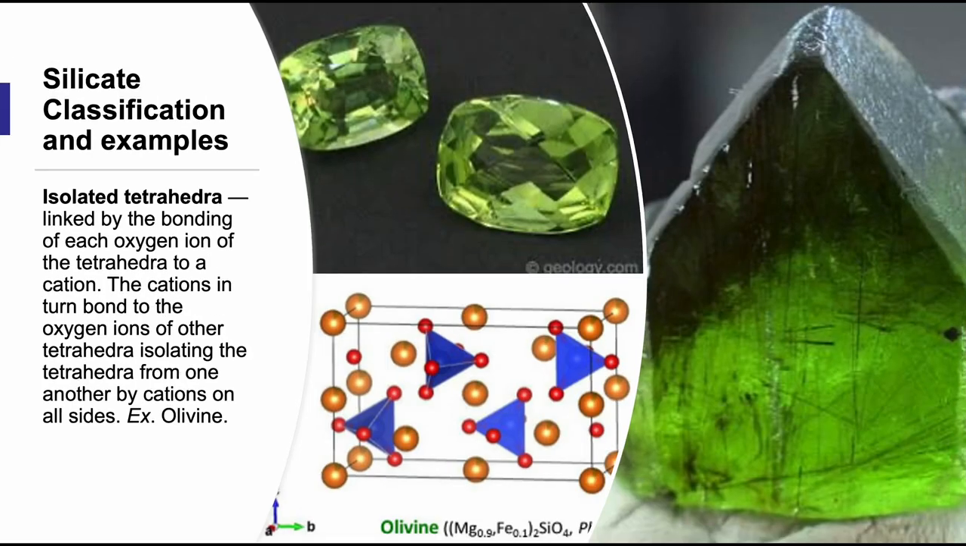How about some examples? Silicate classifications with examples here. We'll start out with isolated tetrahedra. These are linked by the bonding of each oxygen ion of the tetrahedra to a cation. These cations in turn bond to the oxygen ions of other tetrahedra, thereby isolating the tetrahedra from one another by cations on all sides. The example here, the best example there is, the most common example, is the mineral olivine. Almost always a greenish color, could be very, very dark green, almost black. This is common in the rock we call basalt that makes up Hawaii and the island of Iceland.